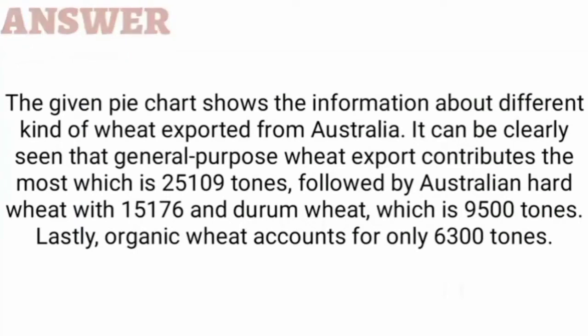15,176, and durum wheat, which is 9,500 tonnes. Lastly, organic wheat accounts for only 6,300 tonnes.